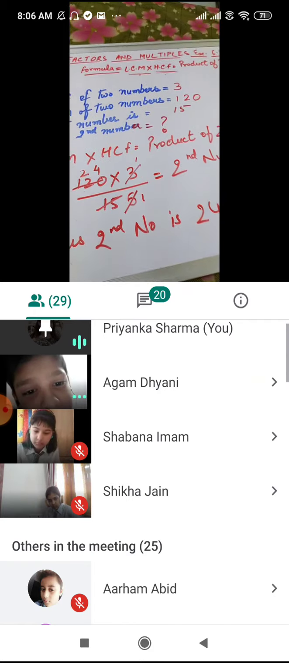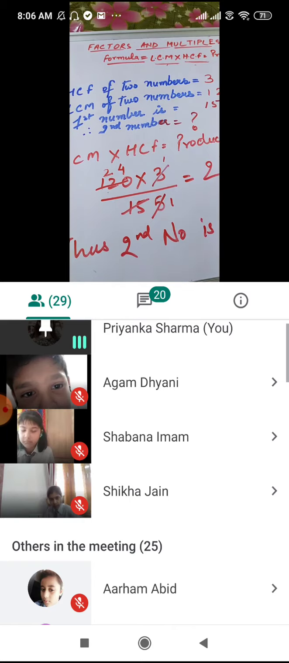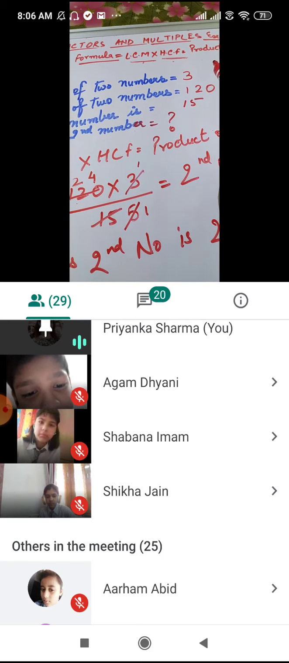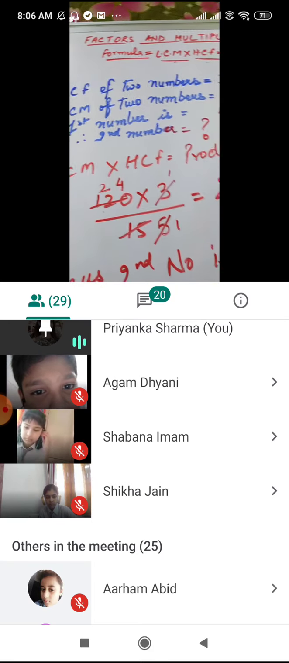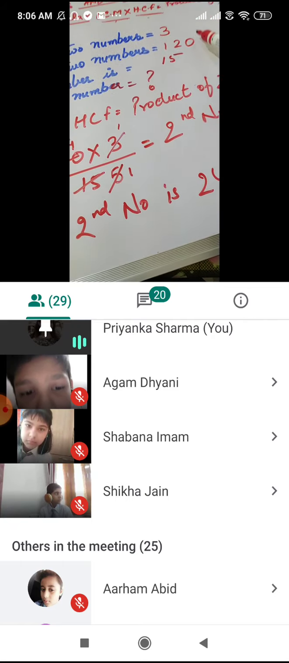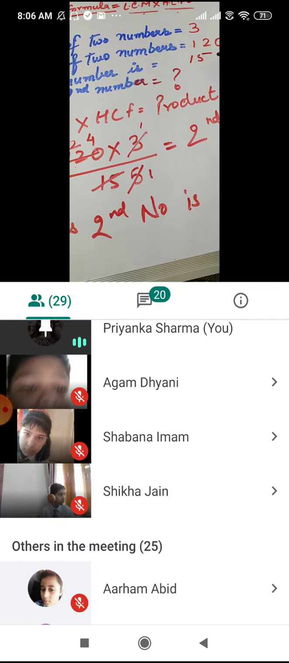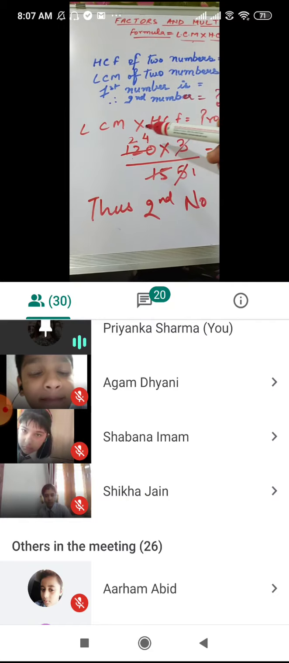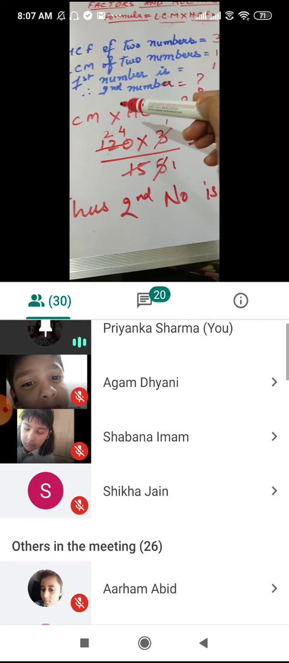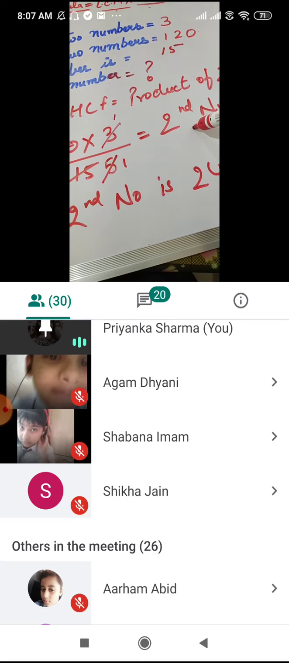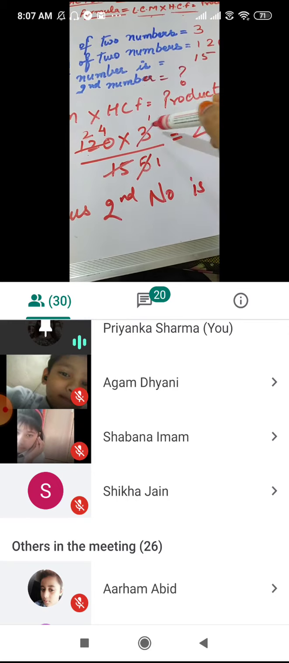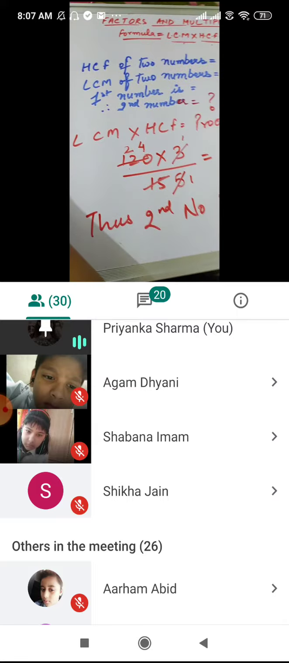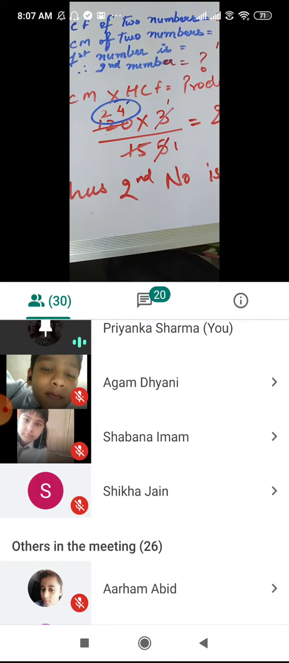If it is not clear, I am repeating. First, write the information which is given to you in the question. Only you have to work on this formula to find another number. First you write the HCF which is given, then you write the LCM which is given, then you write the first number which is given to you. You have to find out the second number, so put a question mark. Then you have to write the formula. After writing the formula, put the values there. And to find the second number, we divide the LCM and HCF by the first number, cancel the digits, and finally, whatever is left with us, that is your answer.